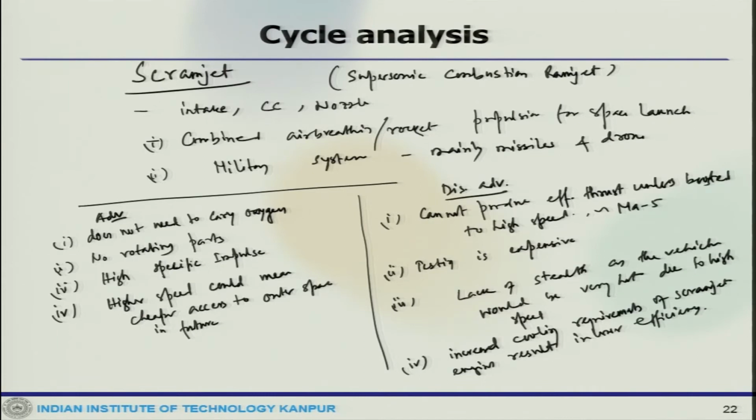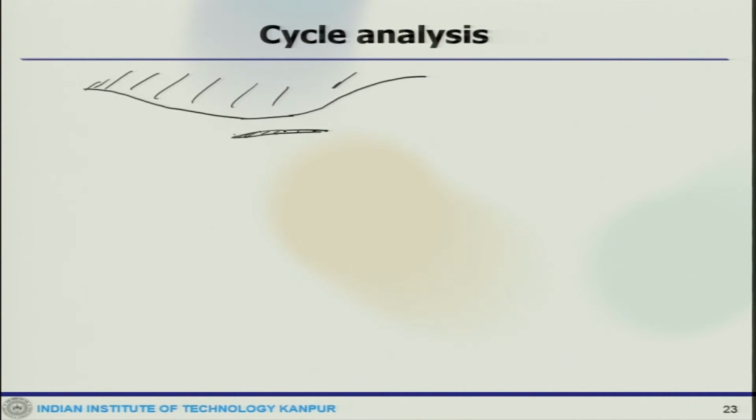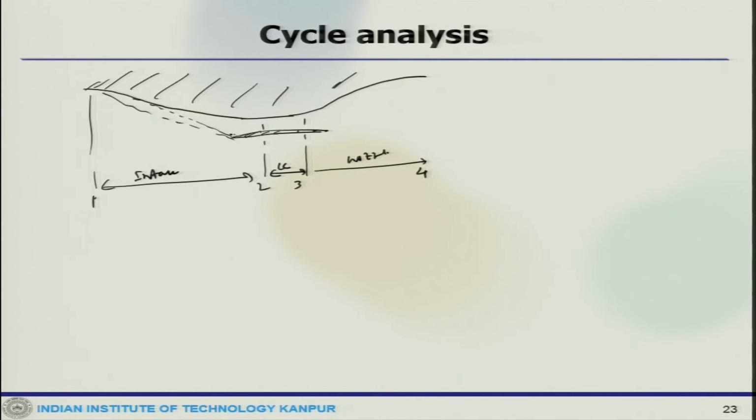So now we can draw a schematic of the engine, let us say like this. This portion is the sort of intake, then this is the combustion chamber and this is the nozzle. So 1, 2, 3, 4, here you will have all this shock, like this.